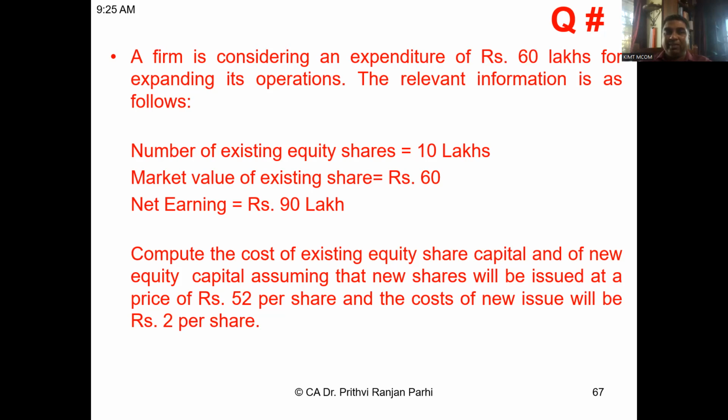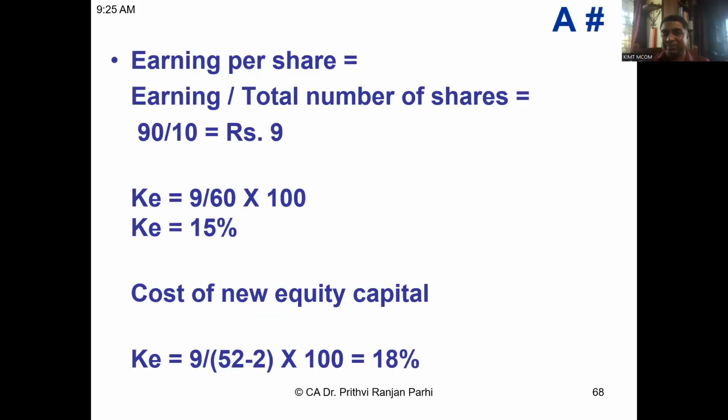I repeat, the firm needs to incur an expenditure of 60 lakh. Now, how many shares are there? 10 lakhs. Market value of existing share is rupees 60. Net earning is 90 lakh. Compute cost of equity share capital and new equity, assuming that new shares will be issued at a price of 52 and cost of new issue will be rupees 2. Let us try to solve.